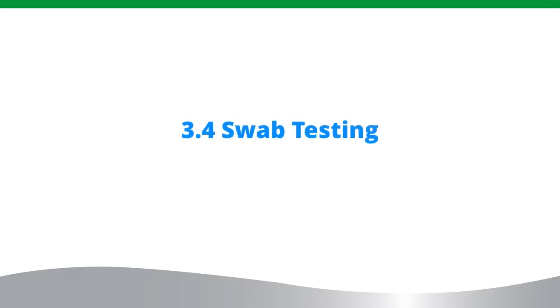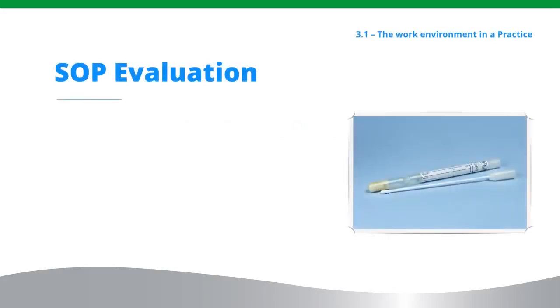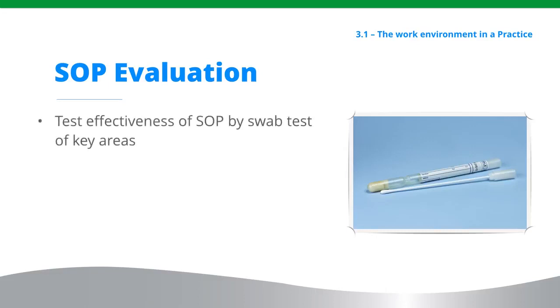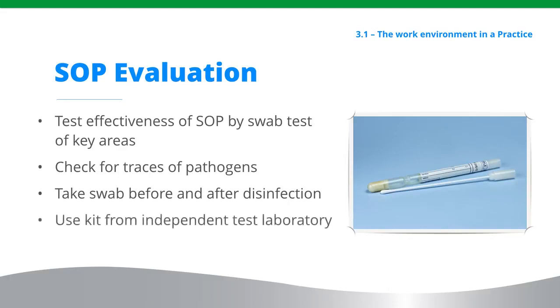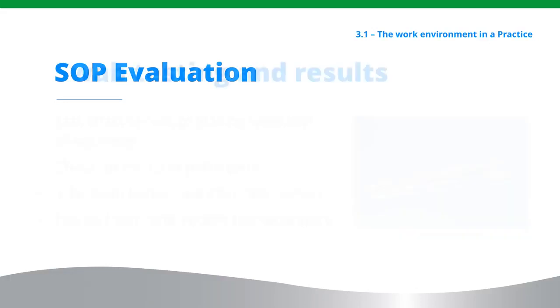The effectiveness of a cleaning and disinfection SOP can be evaluated by routine swab testing of key areas of the surface environment, checking for pathogens and indicator organisms. Swab testing should be conducted prior to cleaning and after cleaning for best comparative results. Swab test kits are available from properly authorized independent test laboratories, although it is important to note that background flora will always be evident if cultured.